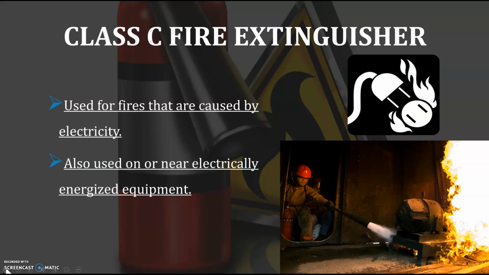Class C fire extinguishers are used for fires that are caused by electricity. Also, they are used on or near electrically energized equipment. For example, the picture in the corner shows a pump, and the pump is run by electricity, and that is what caused the fire. So in this situation, you would want to use a Class C fire extinguisher. A label you might find on an extinguisher is on the top right corner. If you see that on an extinguisher, that is usually a Class C fire extinguisher.